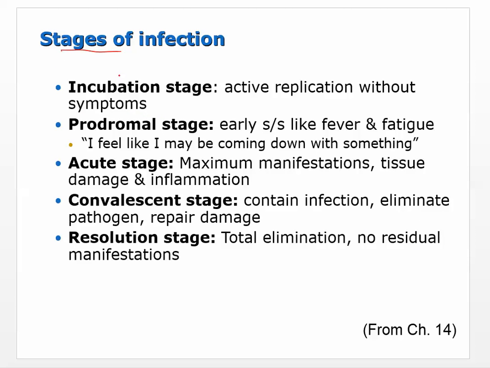So the stages of infection: the incubation stage, you're not going to really know what's going on. You may have been infected, you may not have. Oh, you probably gave me your cold. Activation, active replication without symptoms. So you don't know anything yet. And then after a few days, I feel like I might be coming down with something. That's where you get early signs and symptoms, like maybe a fever, maybe some fatigue. And then you know you have it: the acute stage. At the acute stage, that's maximal manifestation, tissue damage, inflammation, whatever it is that's causing the infection. You're going to see the maximal manifestation of signs and symptoms.